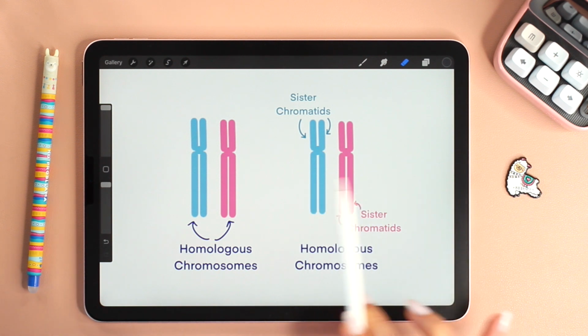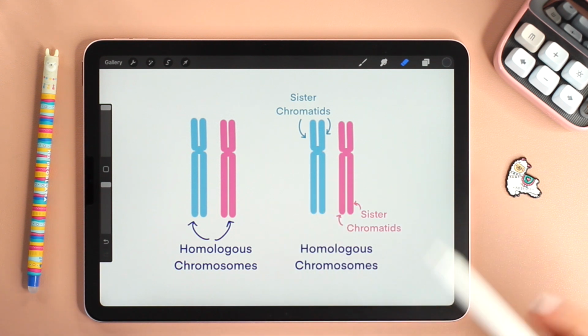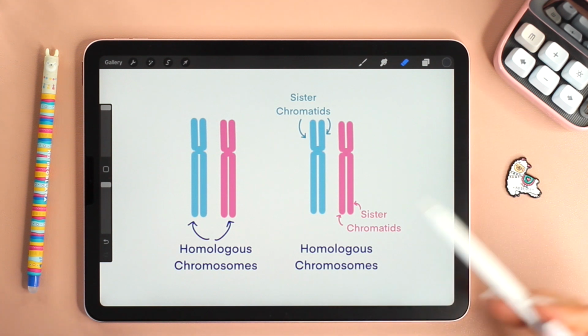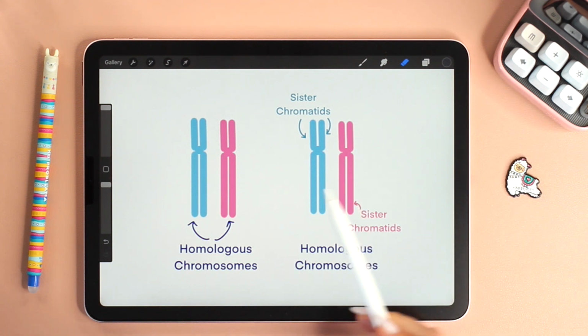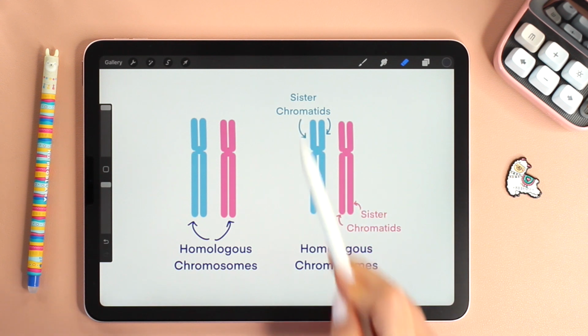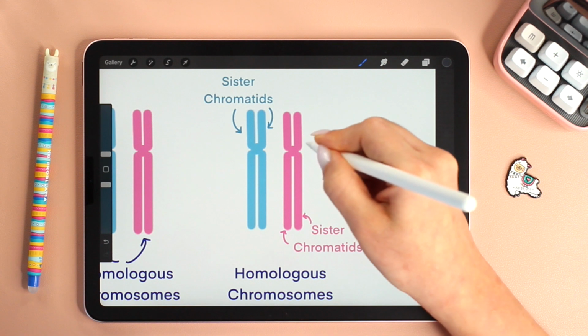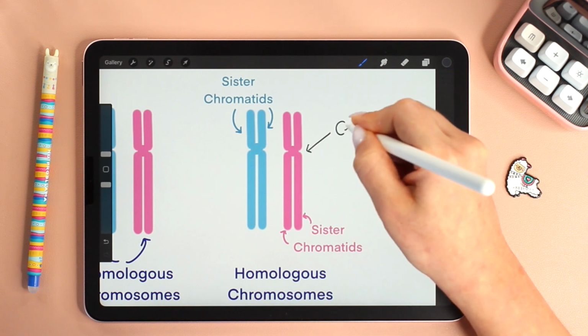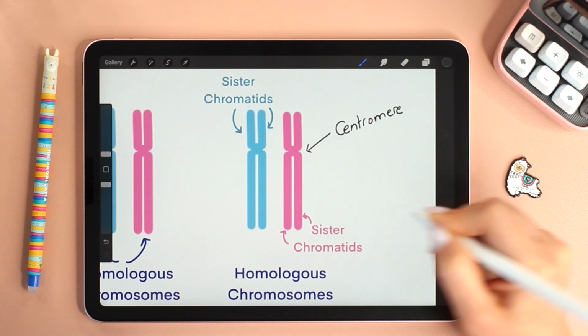However, the two chromosomes in a pair are called homologous chromosomes. Why? Homo means similar. They contain similar genes at the same locations. However, they are different because one is of maternal origin and the other is of paternal origin, and hence they carry different alleles. The sister chromatids join at the centromere, and this is where the kinetochores form.